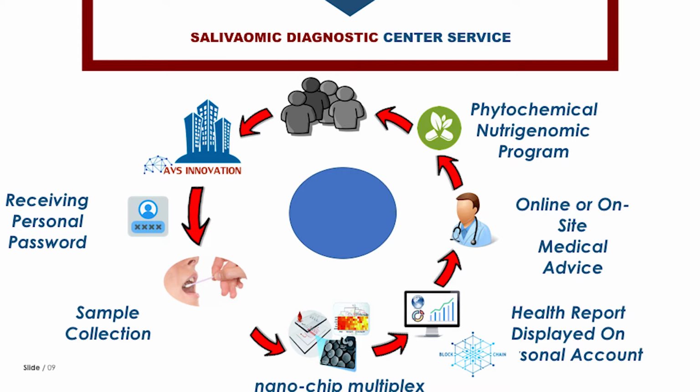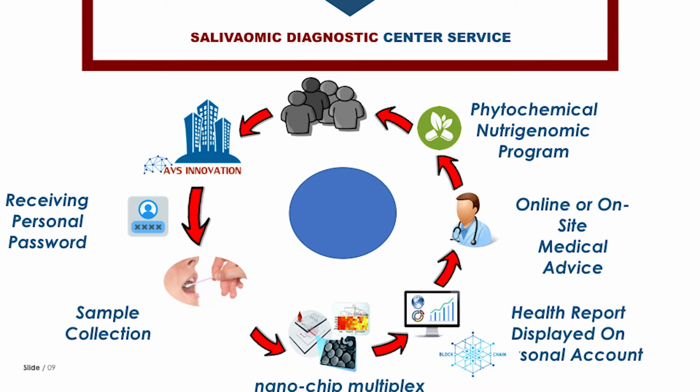So when you get the result, we send it to the application so you can communicate with us privately. And we also use a technique called blockchain in order to protect your privacy.